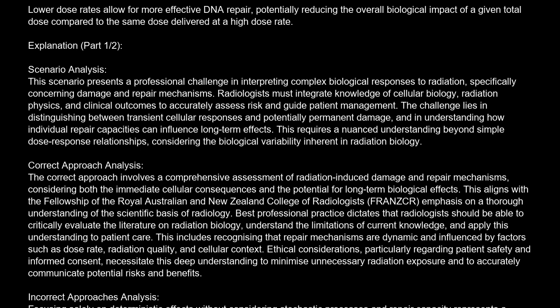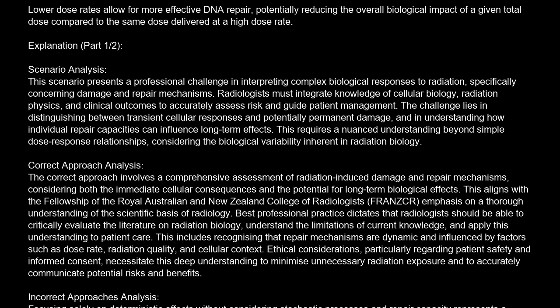inherent in radiation biology. Correct approach analysis. The correct approach involves a comprehensive assessment of radiation-induced damage and repair mechanisms, considering both the immediate cellular consequences and the potential for long-term biological effects. This aligns with the Fellowship of the Royal Australian and New Zealand College of Radiologists (FRANZCR) emphasis on a thorough understanding of the scientific basis of radiology. Best professional practice dictates that radiologists should be able to critically evaluate the literature on radiation biology, understand the limitations of current knowledge, and apply this understanding to patient care.